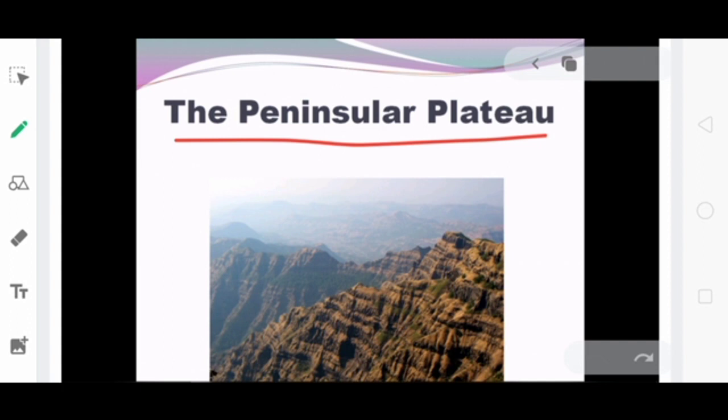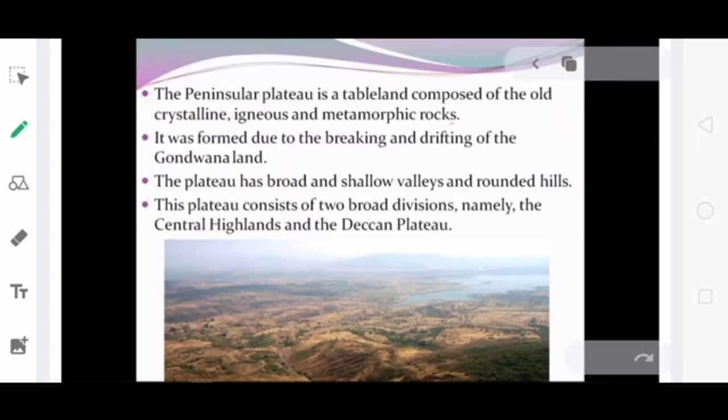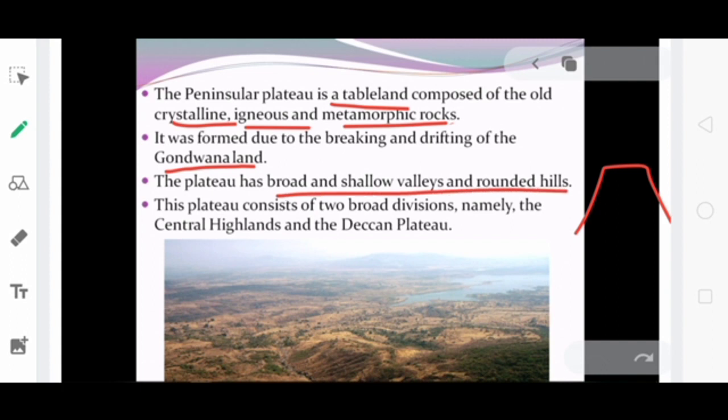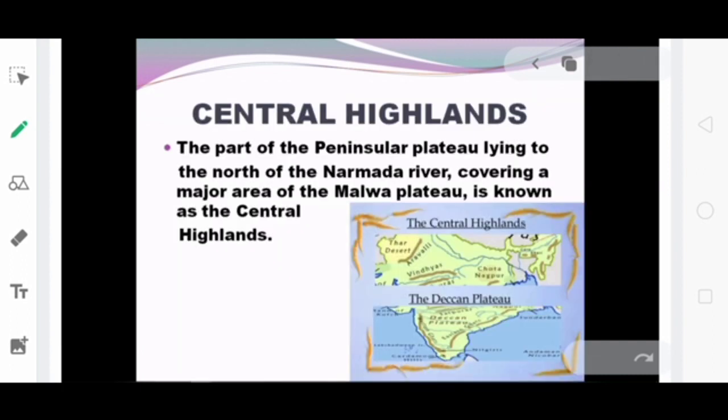The next physical feature of India that we will discuss now is the Peninsular Plateau. The Peninsular Plateau is a tableland. Tableland means it's a raised land composed of old crystalline, igneous and metamorphic rocks. It was formed due to the breaking and drifting of Gondwanaland. The plateau has broad and shallow valleys and rounded hills. This plateau consists of 2 broad divisions, namely the Central Highlands and the Deccan Plateau.